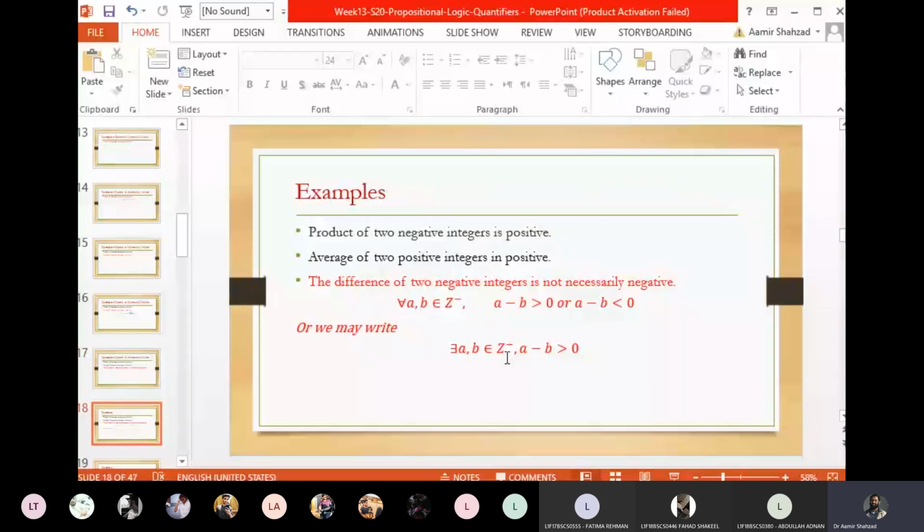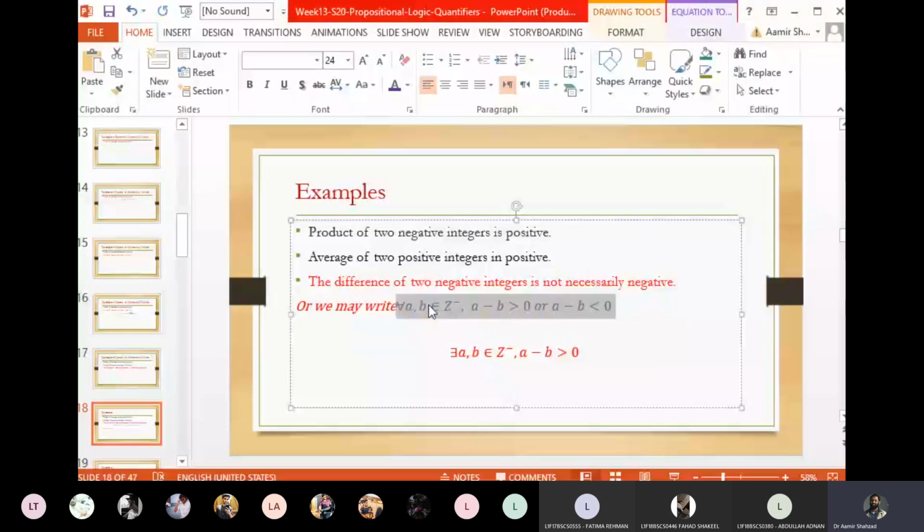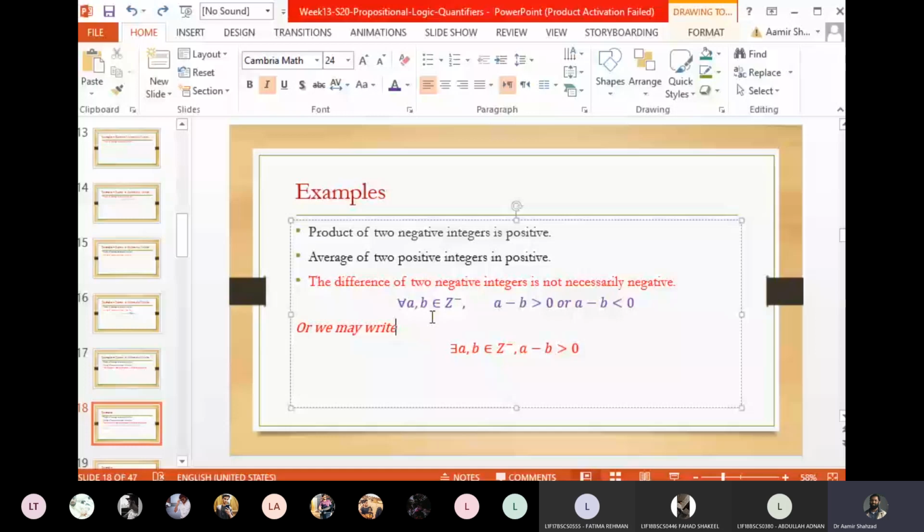We can express this in different ways. It could be like: for all negative integers A, B belonging to Z minus, we have two negative integers, the difference A minus B could be positive or it could be negative. We can also express this in another way: there exist A, B for which the difference could be positive. I mean, it's not necessarily negative, it could be positive.